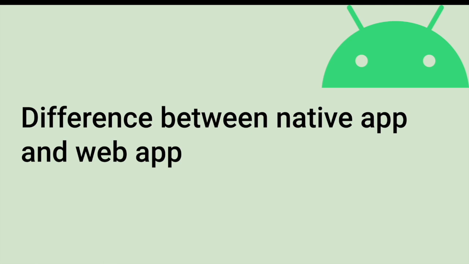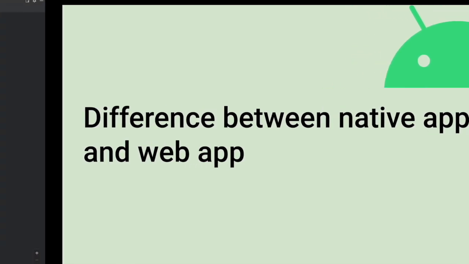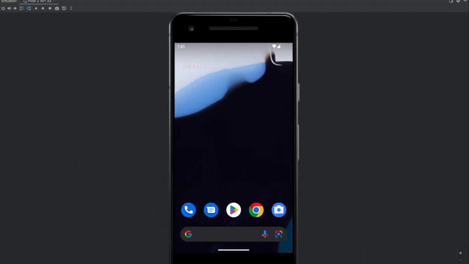So the difference is that a native app usually provides the best user experience for the user. Native apps have more features. They are smoother, they are faster, and performance is way better. So just to not speak loudly about this, I just want to show you the difference.